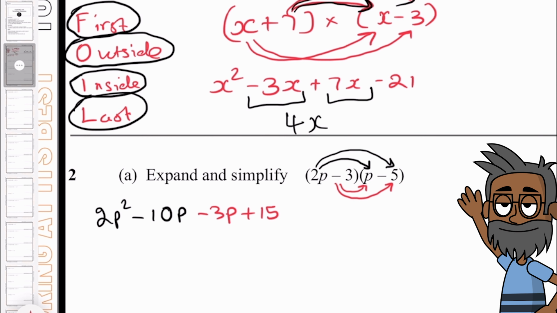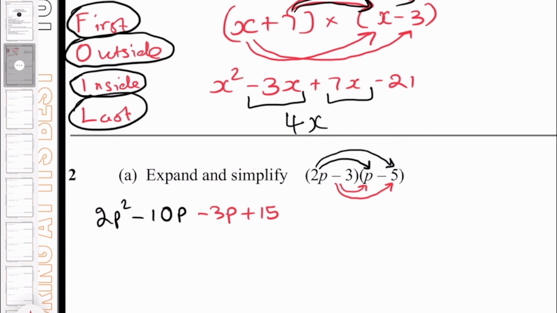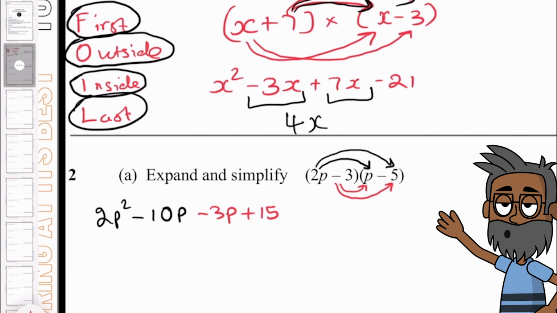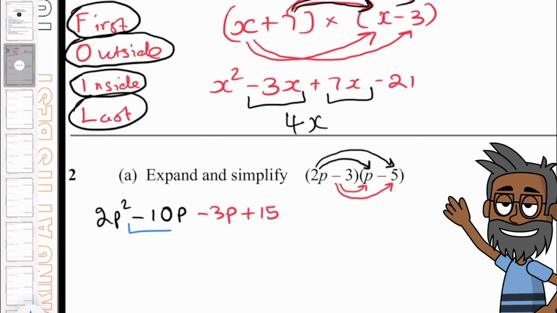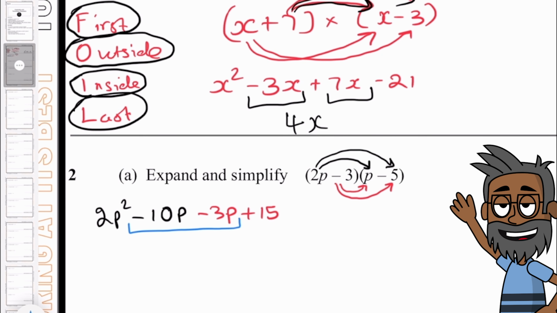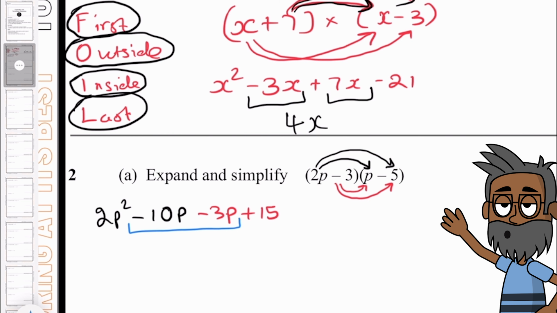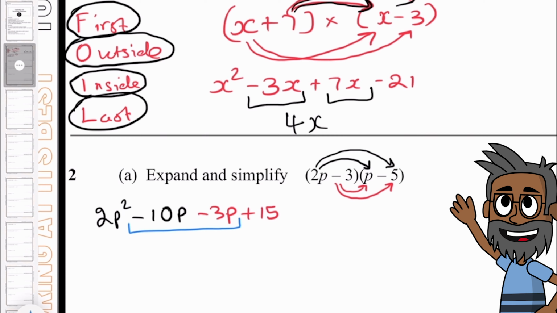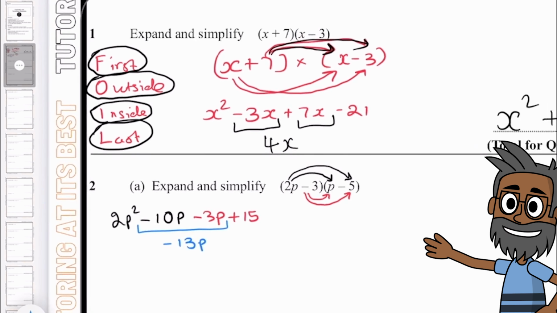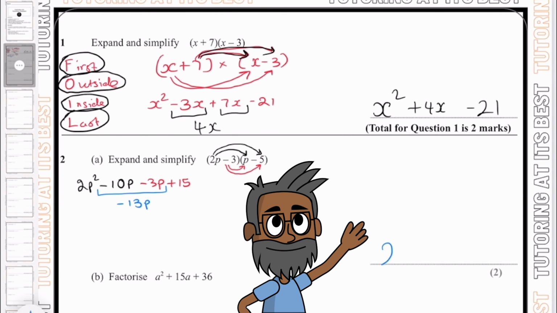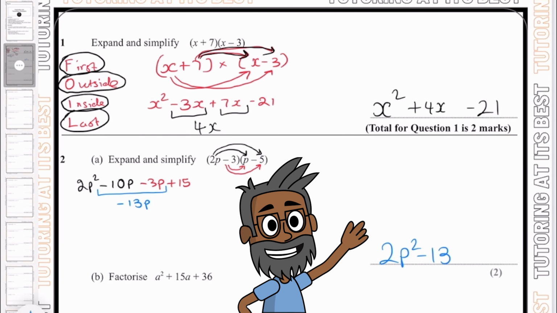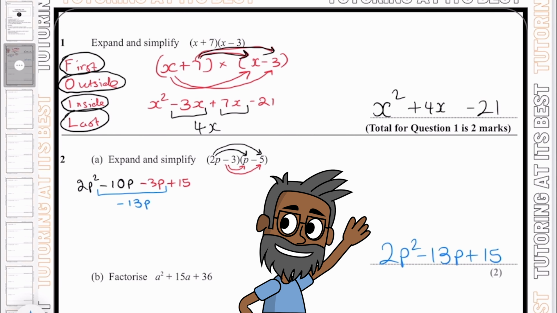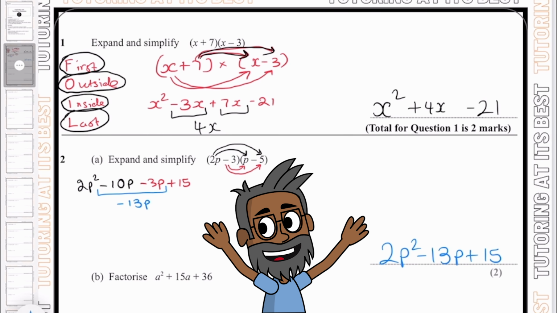I can simply go ahead and simplify this. So again, I'm going to collect my like terms. Now for this one, we know that the two middle values both have a number and the same variable, which is p. So then I'll calculate minus 10, take away 3. Again, the number is going to get smaller, so we'll have minus 13p. So all in all, I need to write this out as 2p squared minus 13p plus 15. And that again is using the FOIL method.